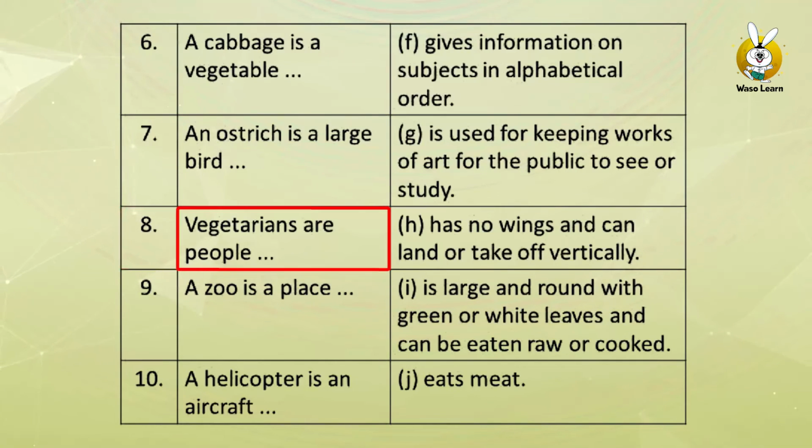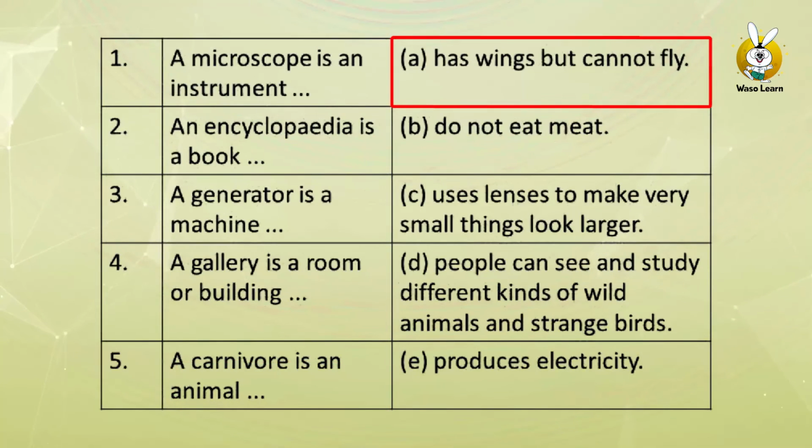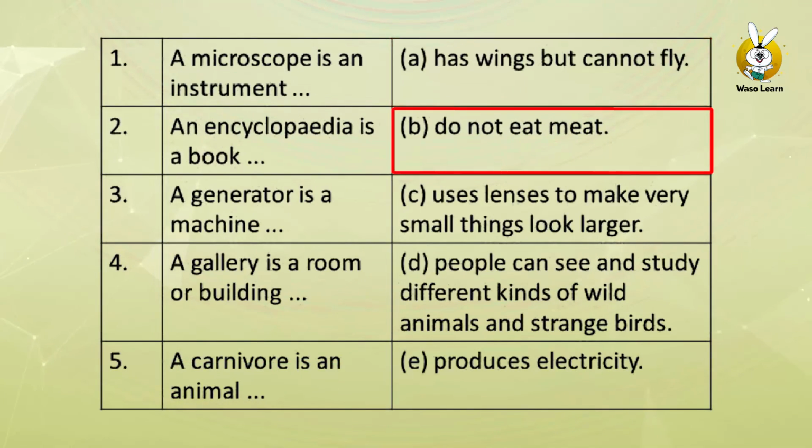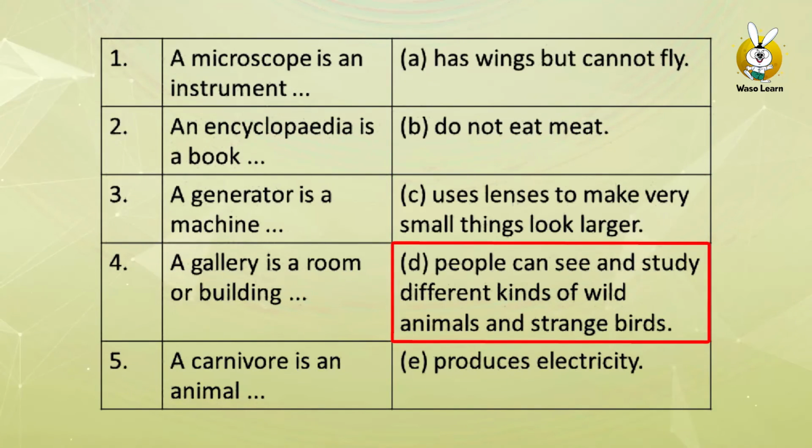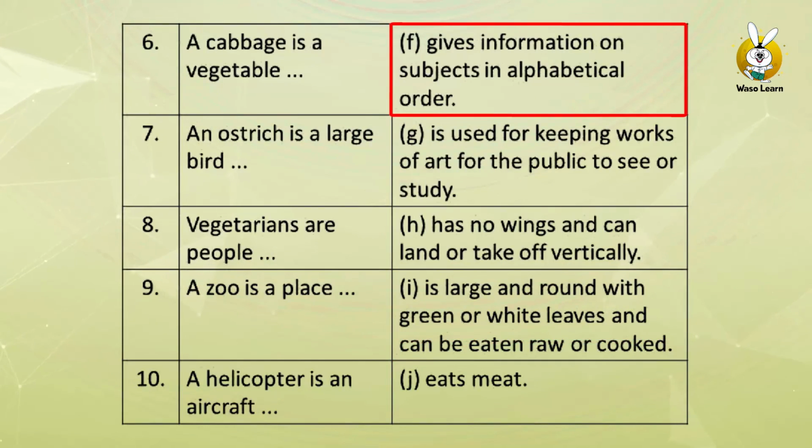8. Vegetarians are people. 9. A zoo is a place. 10. A helicopter is an aircraft. A. Has wings but cannot fly. B. Do not eat meat. C. Uses lenses to make very small things look larger. D. People can see and study different kinds of wild animals and strange birds. E. Produces electricity. F. Gives information on subjects in alphabetical order.